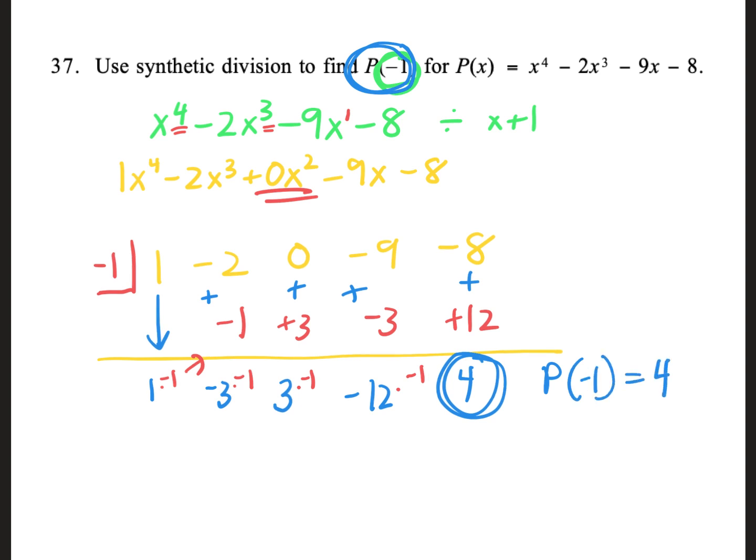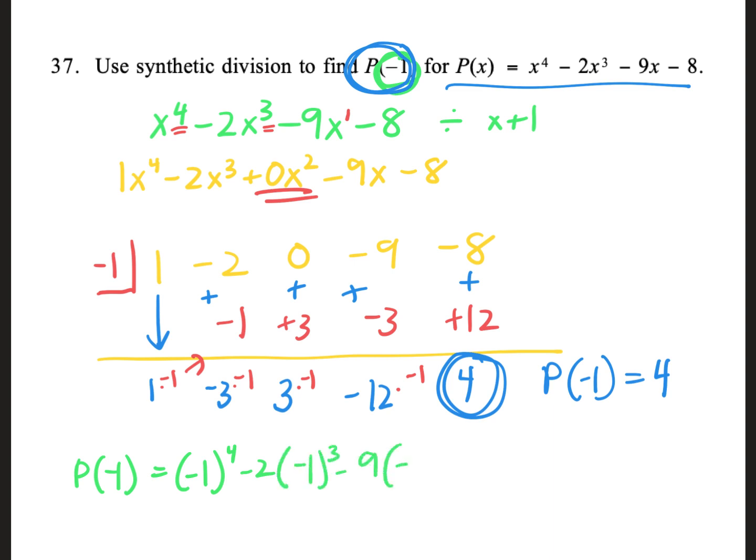So technically, you don't even have to do synthetic division for this one. If you just want to find p of negative 1, you can plug in negative 1 everywhere for x in this equation. So I could do p of negative 1 equals negative 1 to the power of 4 minus 2 times negative 1 cubed, minus 9 times negative 1, and minus 8. Now I should get 4 just like I did with synthetic division, but you can go ahead and type that into your calculator, and if you don't get 4, something went wrong in your division. I'm going to pause and just double check that it actually works. It does. If you type everything in with parentheses just like that, it'll give you 4.